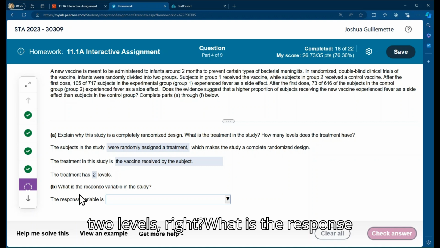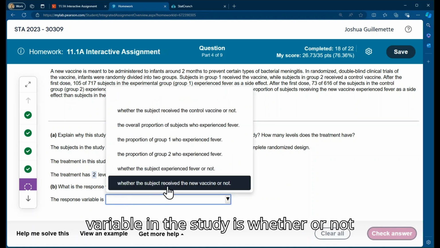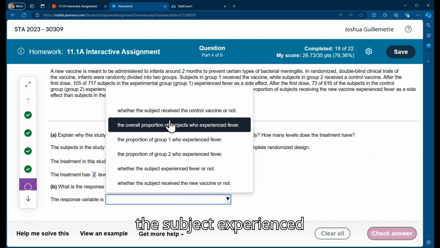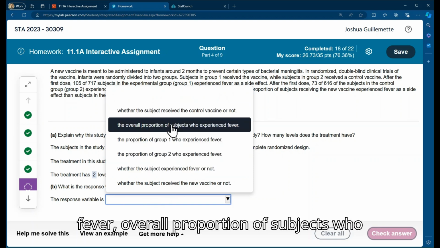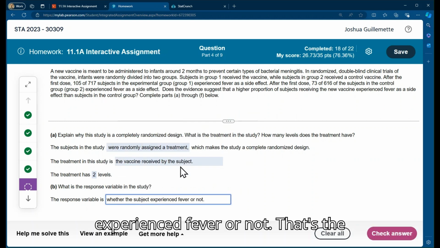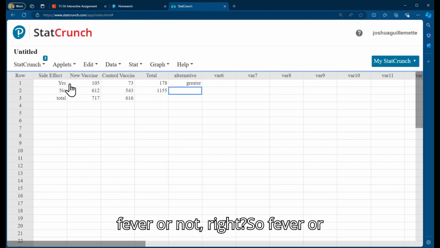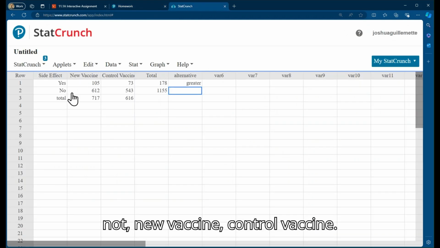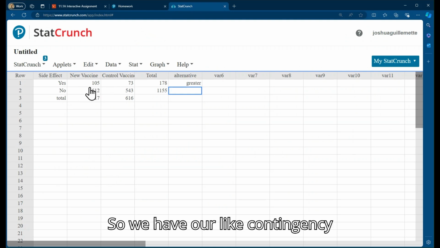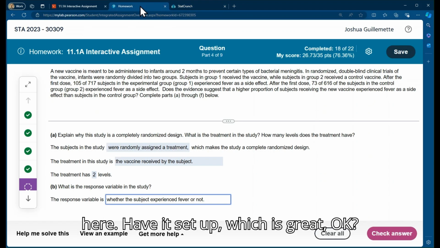What is the response variable in the study? The response variable in the study is whether or not the subject experienced fever, the overall proportion of subjects who experience fever. That's the response variable. Did you experience fever or not? So fever or not, new vaccine, control vaccine. So we have our contingency table. That's the fancy word for it. Right here, we have it set up, which is great.